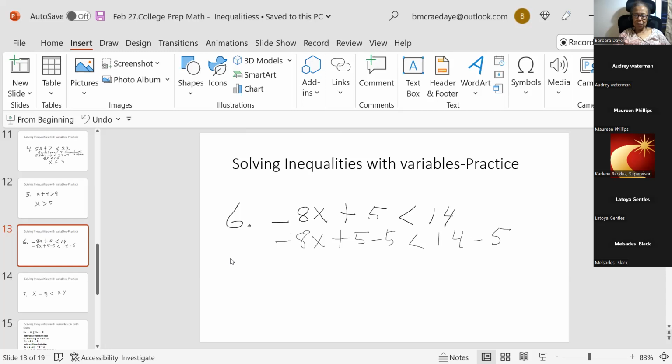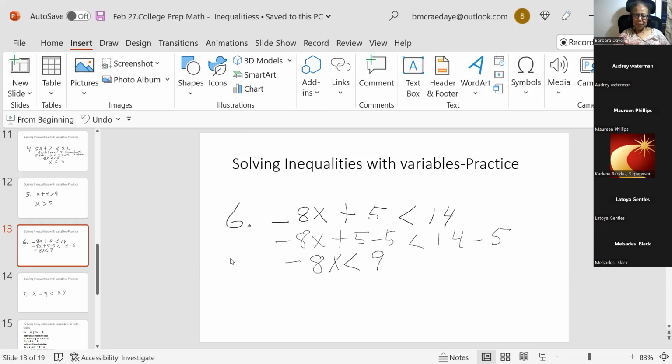On the left, I'm left with minus 8x. Minus 8x goes to plus 5 and minus 5 is 0. And what's 14 minus 5, Mercedes? 14 minus 5 is nine. Okay. Then what was your next step?